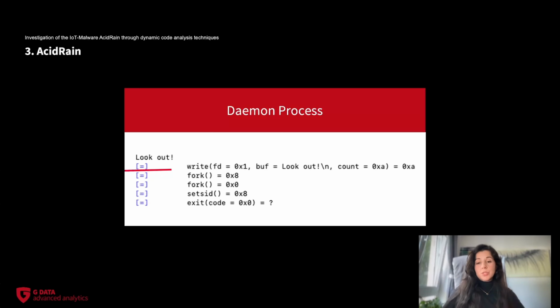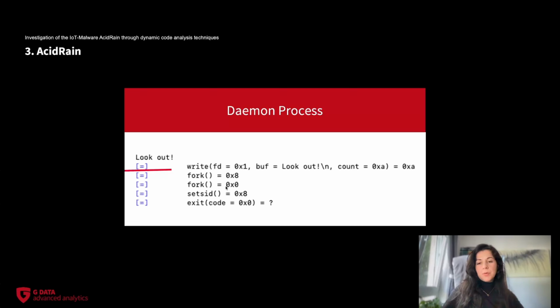To get a closer view of the daemon process, we see some logs about the emulated AcidRain, and we see a printout "lookout" at the beginning of the emulated AcidRain. This lookout came from the system call write. And we see here, AcidRain wants to write lookout. This is the result here.